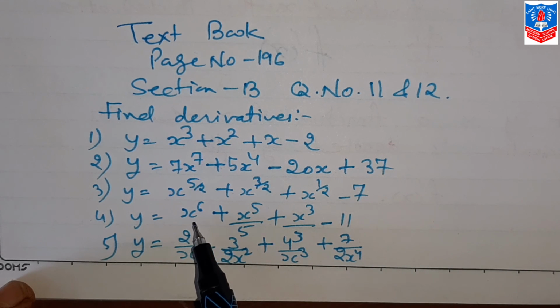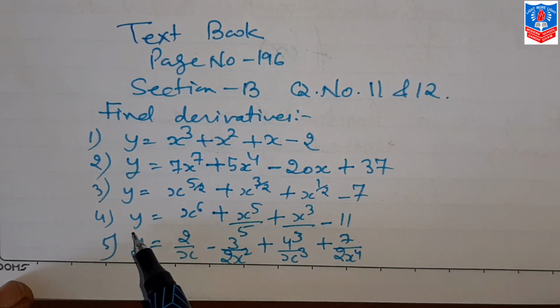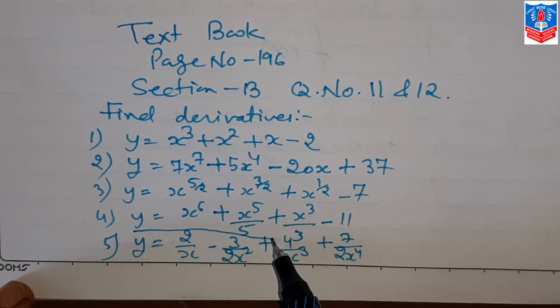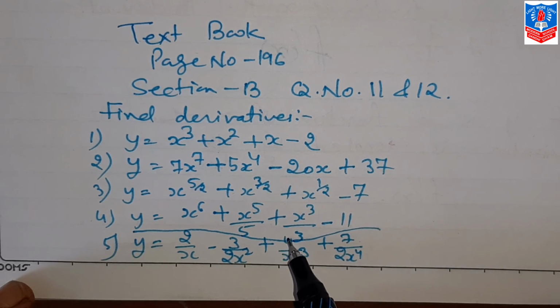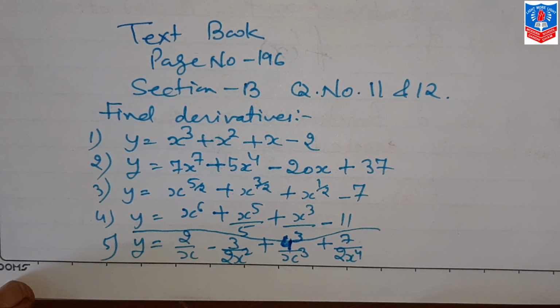Here you can see x raised to 6 plus x raised to 5 upon 5 plus x raised to 3 upon 3 minus 11. And this last one, y is equal to 2 by x minus 3 upon 2x square plus 4x raised to 3 plus 7 upon 2x raised to 4. Here this is a different sum, remember. This 4 belongs to the last one. So these 5 sums you try to solve.